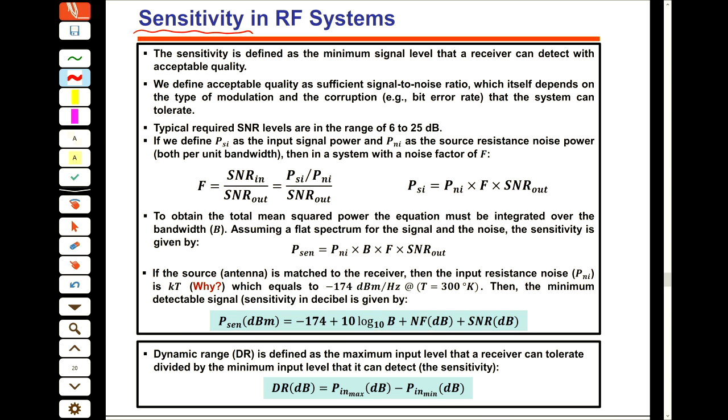I mean, I say that the sensitivity of my receiver is minus 71 dBm. It means if the signal that I receive at the port of my antenna is less than minus 71 dBm, then I cannot detect it. And sensitivity is a function of bit error rate. We say that the required SNR for this bit error rate is 25 dB or 20 dB, and then based on that I calculate the sensitivity of my receiver for the corresponding bit error rate. Okay?